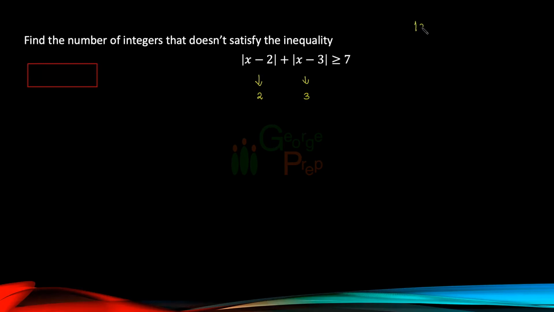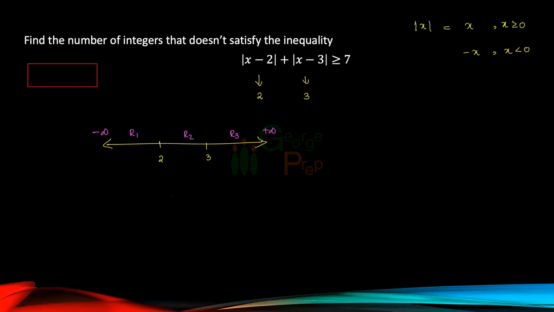We know that modulus of x can be written as x if x is greater than or equal to 0, and modulus of x can be written as minus x if x is less than 0. So as I've got these two critical values, I'll have to take the number line and mark 2 and 3. That has given me 3 ranges: range 1, range 2, and range 3. Range 1 is minus infinity till 2. Range 2 is 2 till 3. Range 3 is 3 till positive infinity.